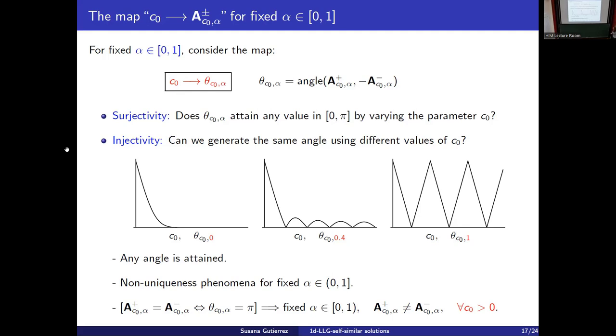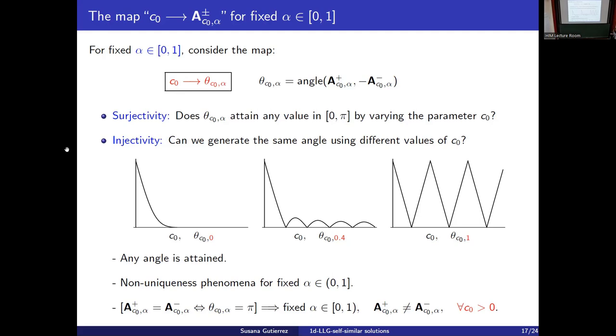And something that we see in the numerics is when the two vectors are the same. It's the same as saying that the angle is pi, and you can see that at least for alpha between 0 and 1, the two vectors are different for any C0. Analytically, we can only look for C0. What is the change in C0 between consecutive zeros? I don't know. We don't know much about the structure of the zeros of this function.